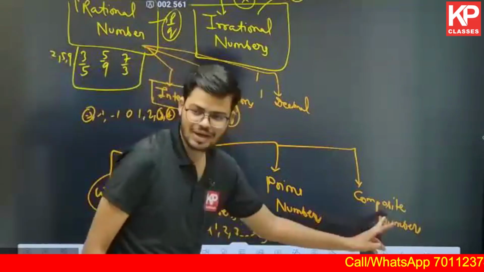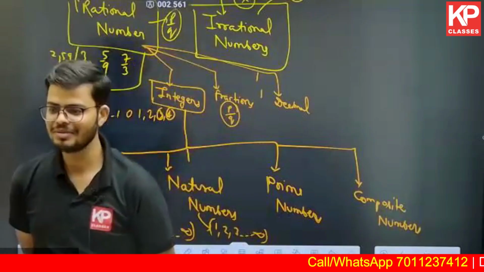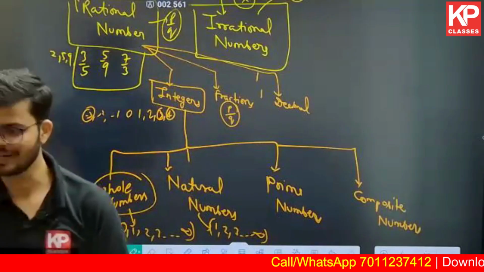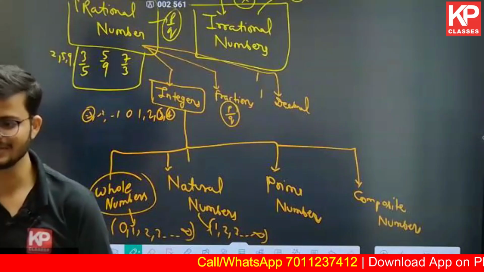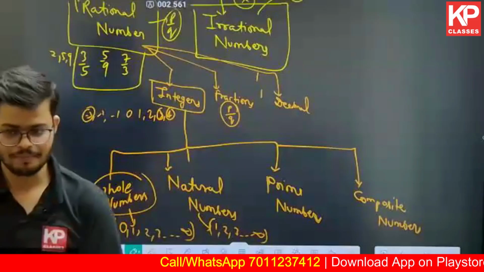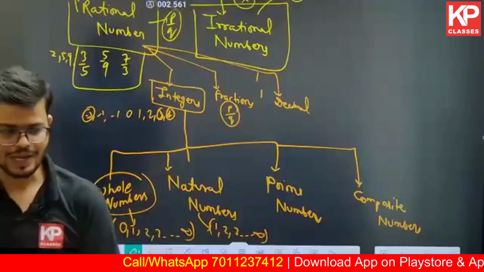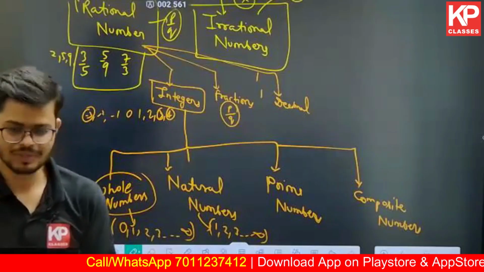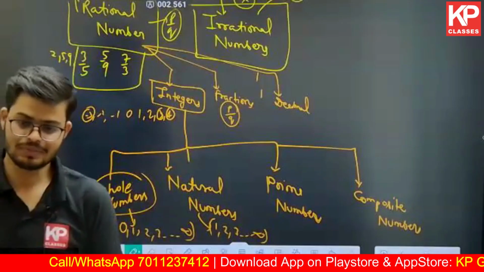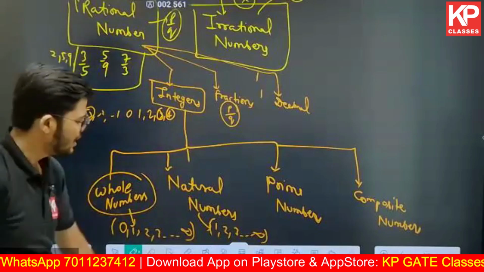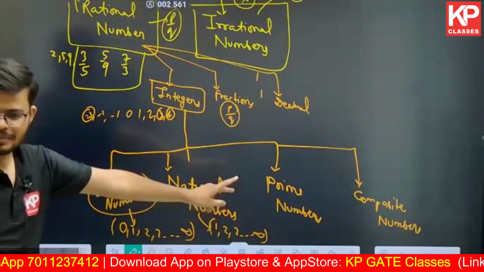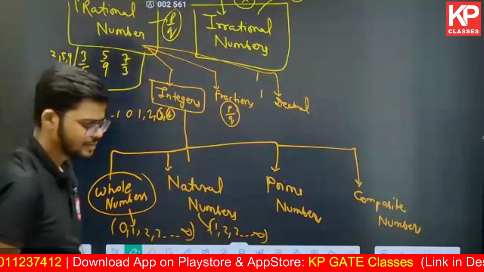Now, let me know what are the prime and composite numbers. Prime numbers are those that have a factor of 1 and the number itself, and composite are those which have factors other than 1 and itself. Correct. So prime numbers are those numbers which are divisible by themselves and 1, right? For example, let me know what will be the first prime number on the number line.